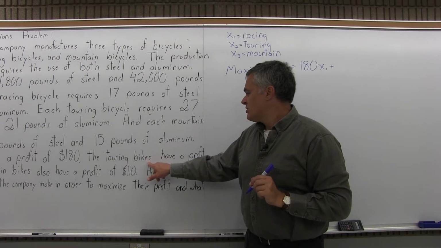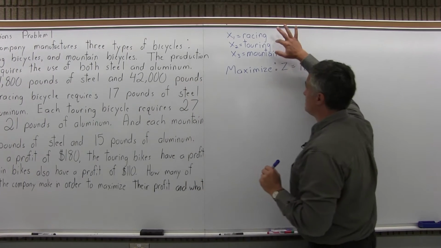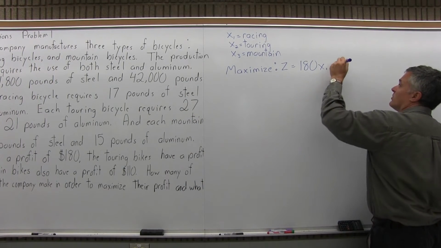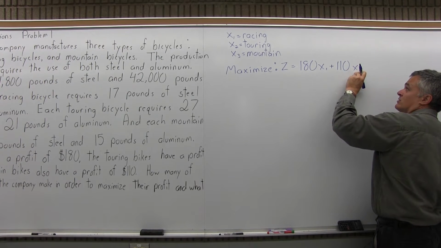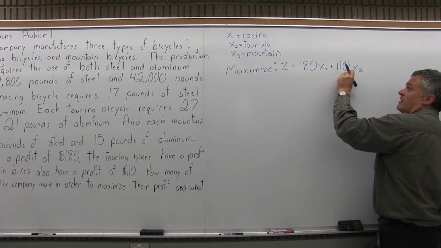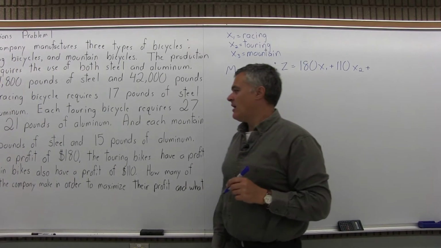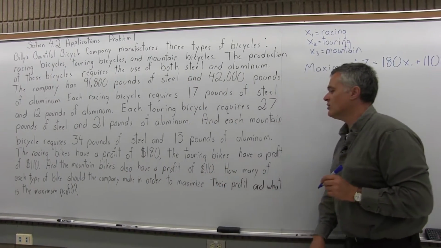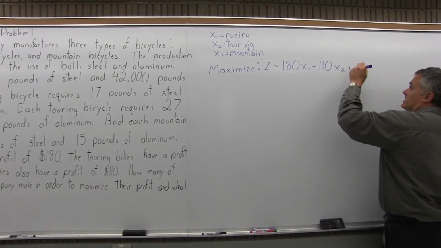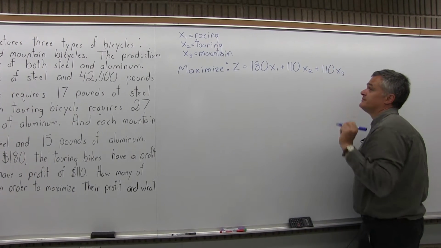Again, x1 is racing bicycle, and it's $180 for each racing bicycle they sell the profit. The next type is touring bikes. Touring bikes have a profit of $110, and touring bikes are x2. So plus 110 x2. Again, x2 are touring bikes, and each touring bike generates a profit of $110. And then plus the last type, it says, and the mountain bikes also have a profit of $110. So, and the mountain bikes are x3, so plus 110 x3.